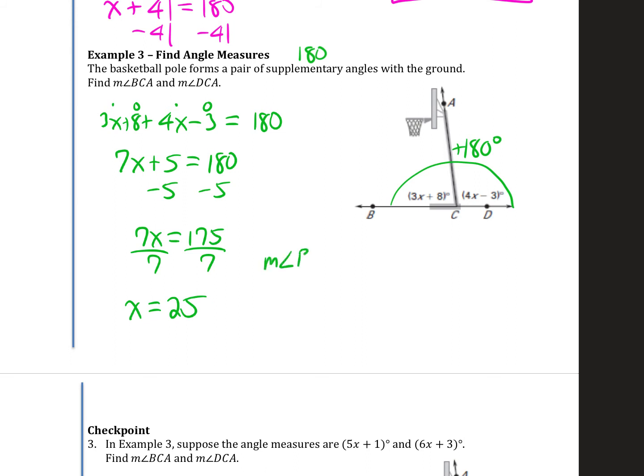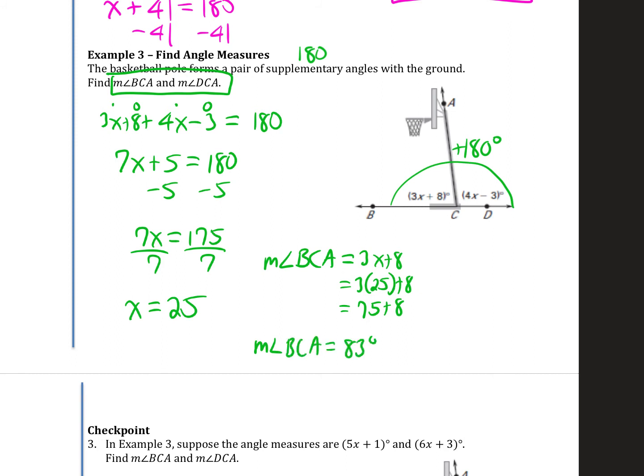We'll start with angle BCA. Oh, he's got a box what we're looking for. BCA equals, well, BCA was 3x plus 8. So we're going to plug in 3 times 25, which is x, plus 8. 3 times 25 equals 75. Plus 8 equals 83. So measure of angle BCA equals 83 degrees.